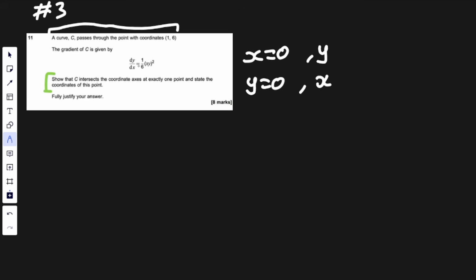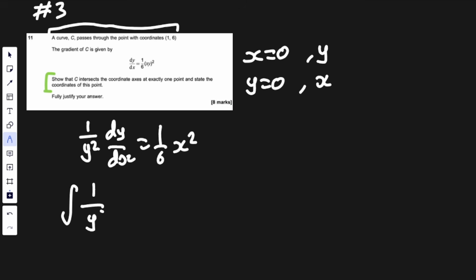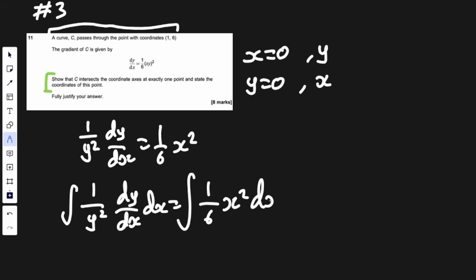So first of all, it's a separable differential equation. So I need to bring everything that's on the top of the derivative to the side of the derivative. So I need to bring all the y's to the left side by multiplication. So I'm going to multiply by 1 over y squared, or in other words, divide by y squared. That gives me this. Next, I'm going to integrate both sides with respect to x. So we get the integral of 1 over y squared, dy dx dx, equals the integral of 1 over 6 x squared dx.